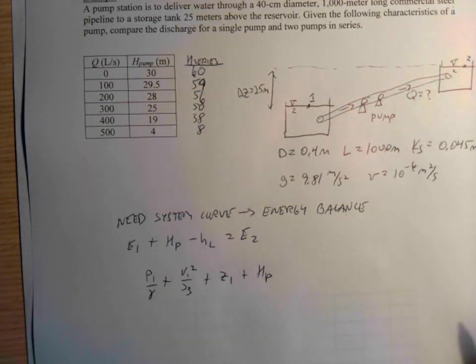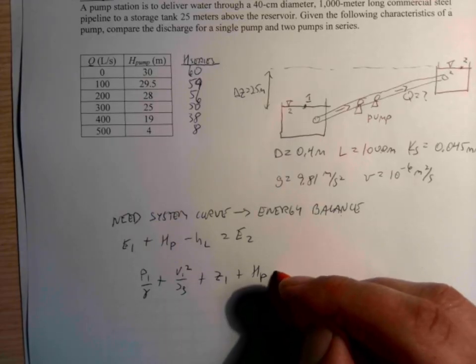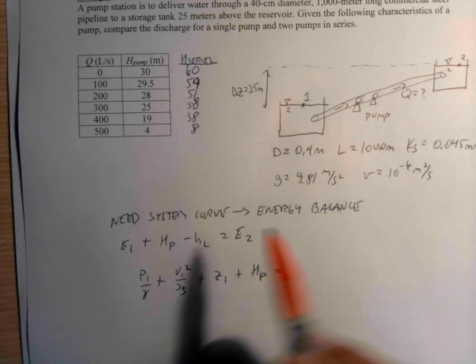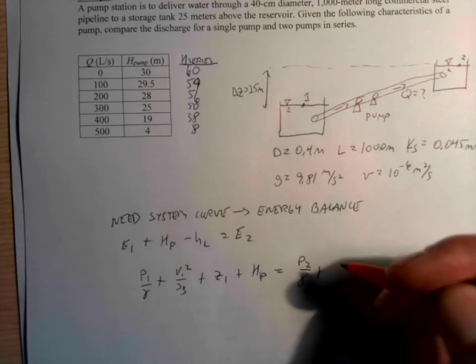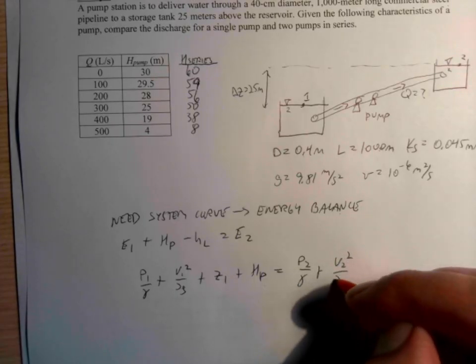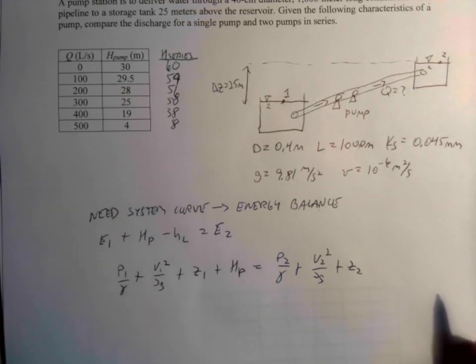So we have two equations and two unknowns for these. One equation will be the pump curve, and the other one will be the system curve. And then I'm going to move this head loss term over to the right. At point 2, we have P2 over gamma plus V2 squared over 2g plus Z2, and then plus the head losses.